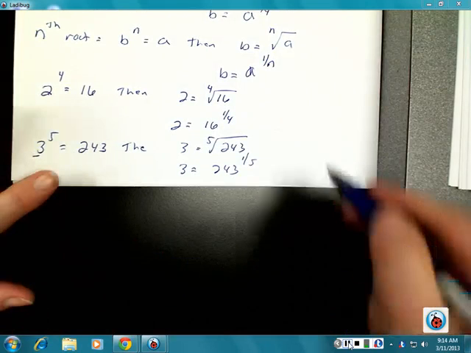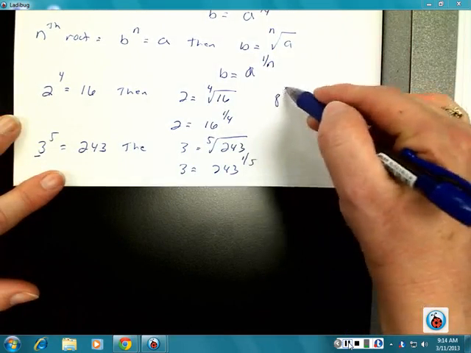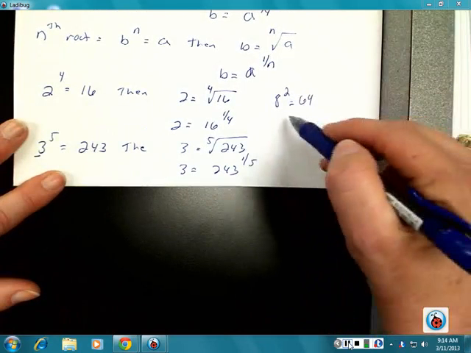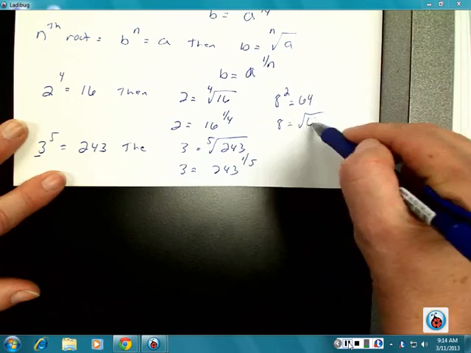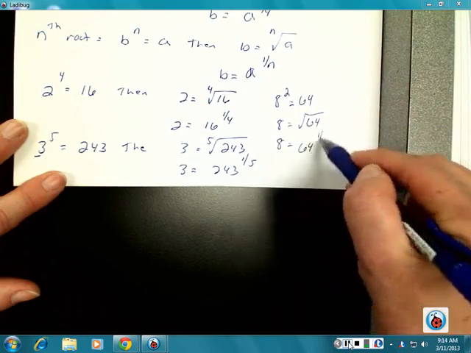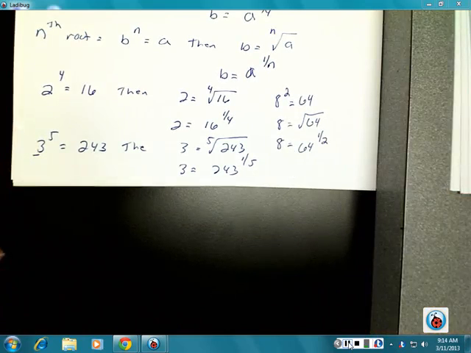Another one might be 8 squared is equal to 64. So therefore, 8 is equal to the square root of 64, or 8 is equal to 64 to the 1/2 power. So you're just kind of turning those around. Instead of having the radical, you're going to end up having it turned into what value it would happen to be. Okay or not okay? Okay.